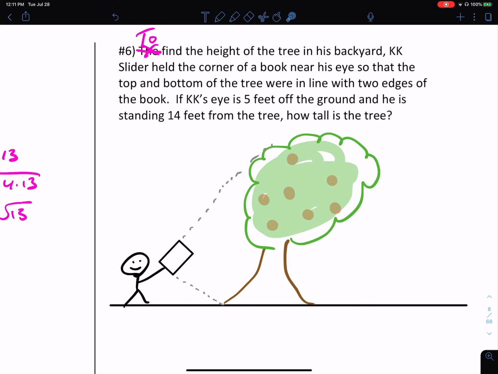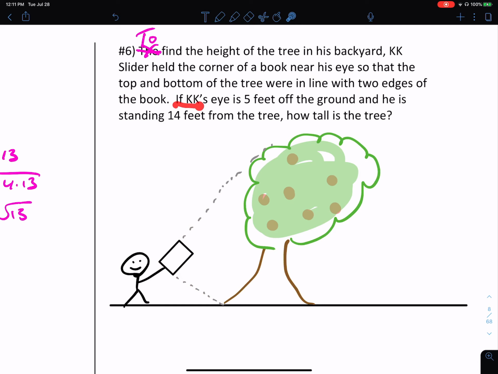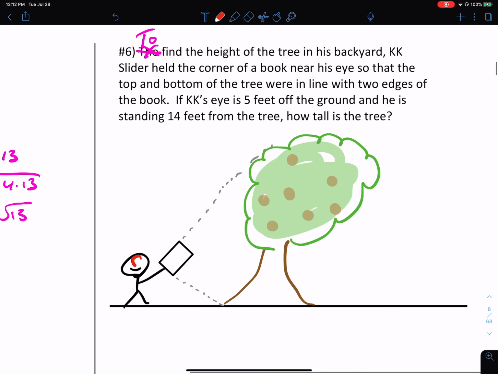Okay, let's reread the first sentence. To find the height of a tree in his backyard, KK Slider held the corner of a book near his eye, so the top and bottom of the tree were in line with the two edges of the book. In line, in line. If KK's eye is 5 feet off the ground, I should probably put that into my picture. It says his eye, it doesn't say his eyes. So my picture's not right. He's just got one eye. 5 feet from the ground.